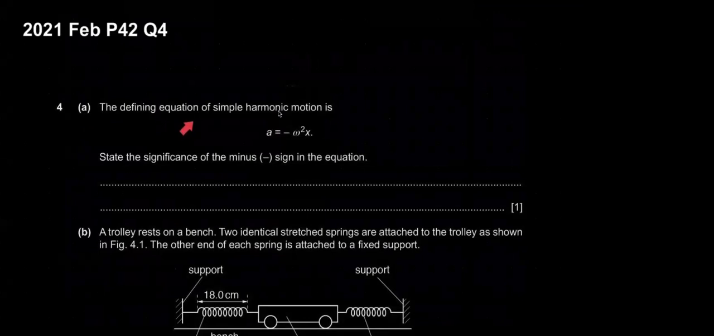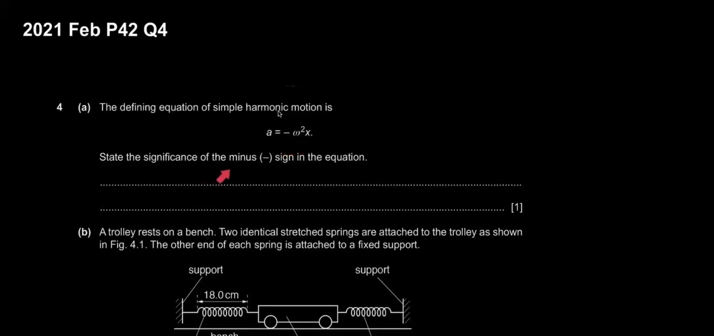Part A says the defining equation of simple harmonic motion is a equals negative omega square x, right? So a is acceleration, omega is the angular frequency, x is the displacement. State the significance of the minus sign in the equation. This basically tells us that the acceleration and displacement are in opposite directions. Since omega square is a constant, a is proportional to x, but the negative sign shows that they are in opposite directions.